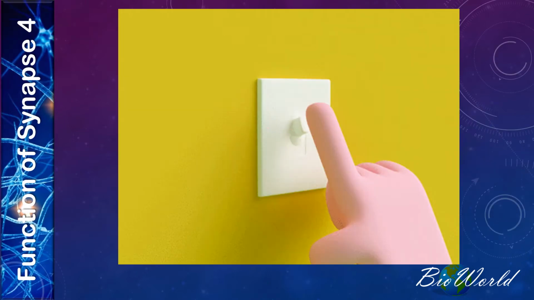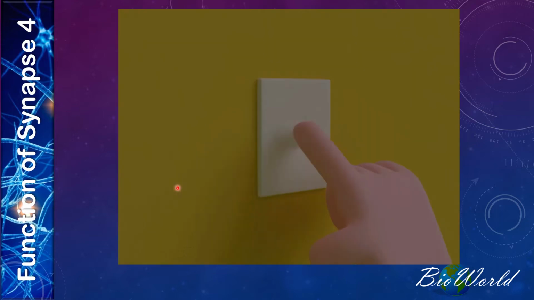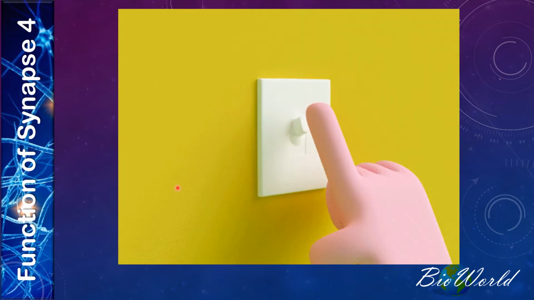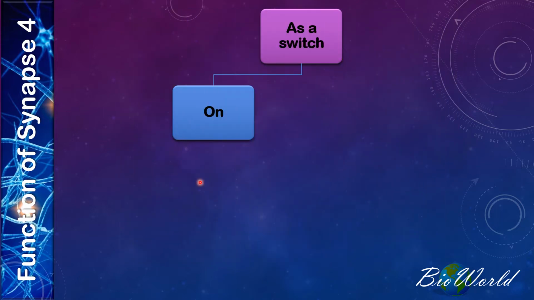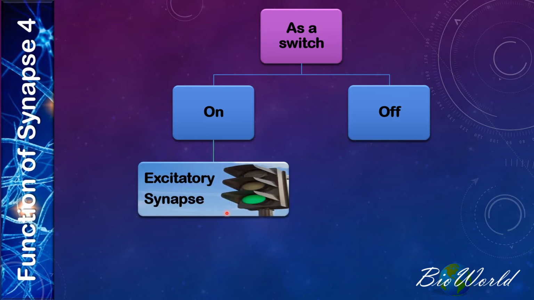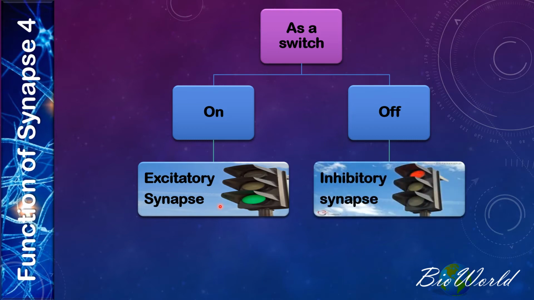From the picture, I'm sure you can predict the fourth function of the synapse. That is, as a switch. The synapse can switch on and switch off the transmission of an impulse. The synapse that can switch on the transmission of an impulse is called an excitatory synapse, and the one that switches off the transmission of an impulse is called an inhibitory synapse.